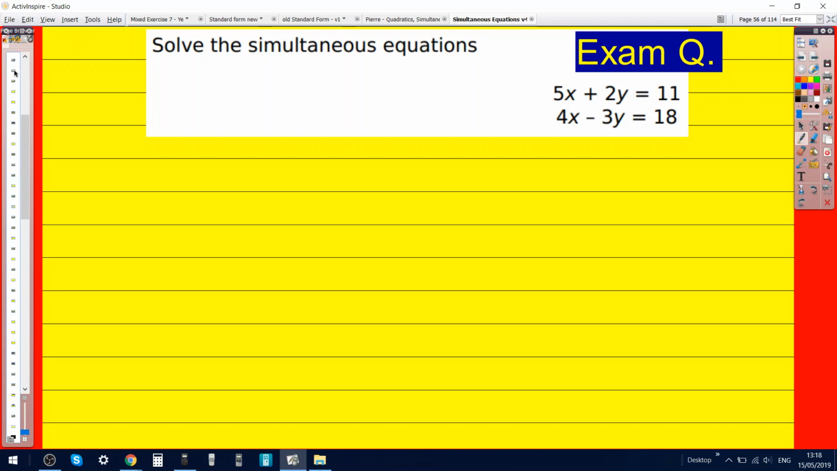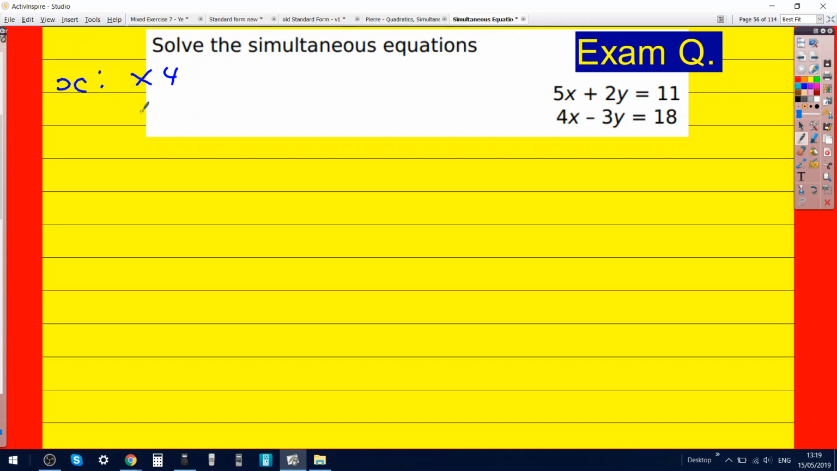Right, okay. So everything is different, so three times the top one by 4. And what would you times the bottom one by? The bottom one by 5. And that would be to get the x's the same? Yeah. What would you do to get the y's the same?